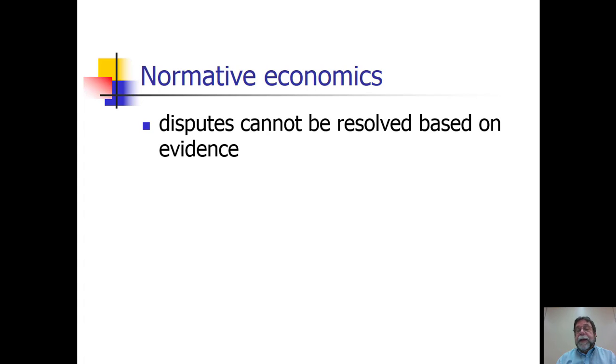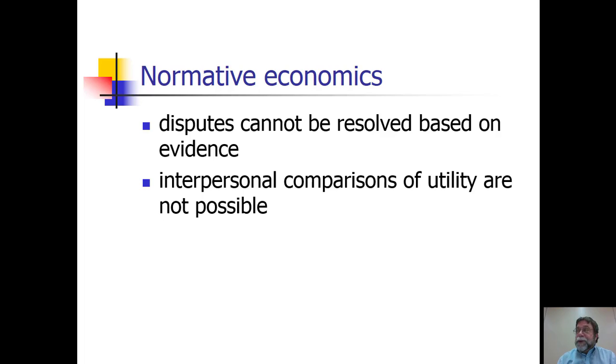In normative economics, one problem that's faced is that disputes cannot be resolved based on evidence because it's based on your values, and different people have different values about what they consider to be optimal or fair or just. If we could somehow measure the gains and losses of happiness, which economists call utility, then we could engage in interpersonal comparisons. But we can't compare the happiness of one person with the happiness of another.